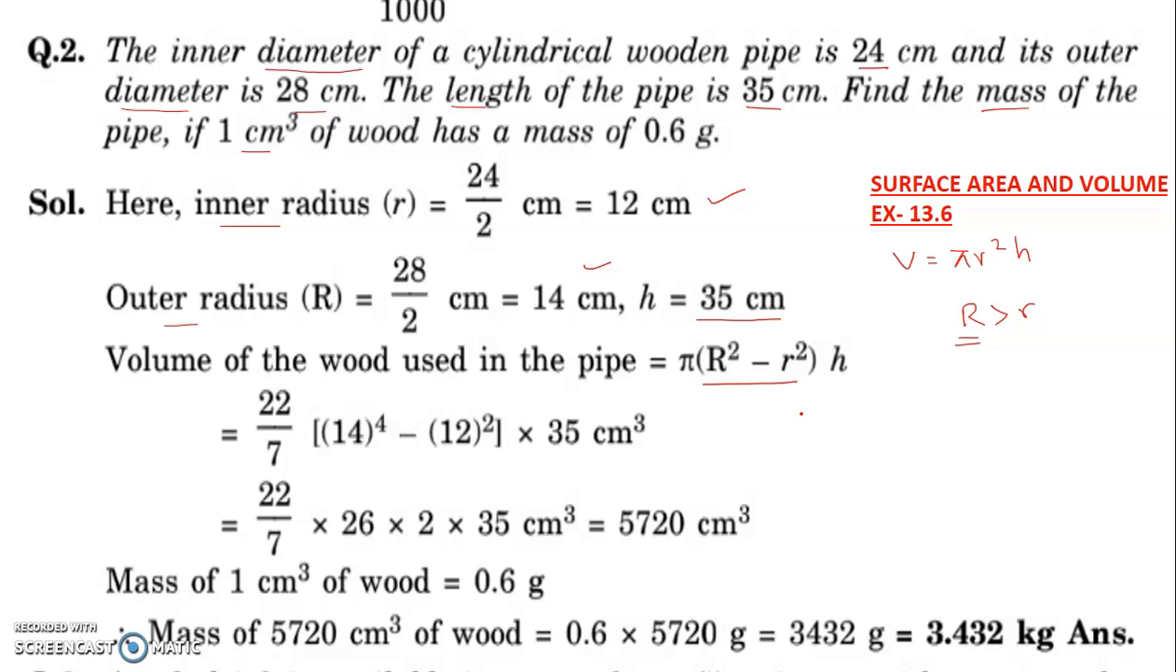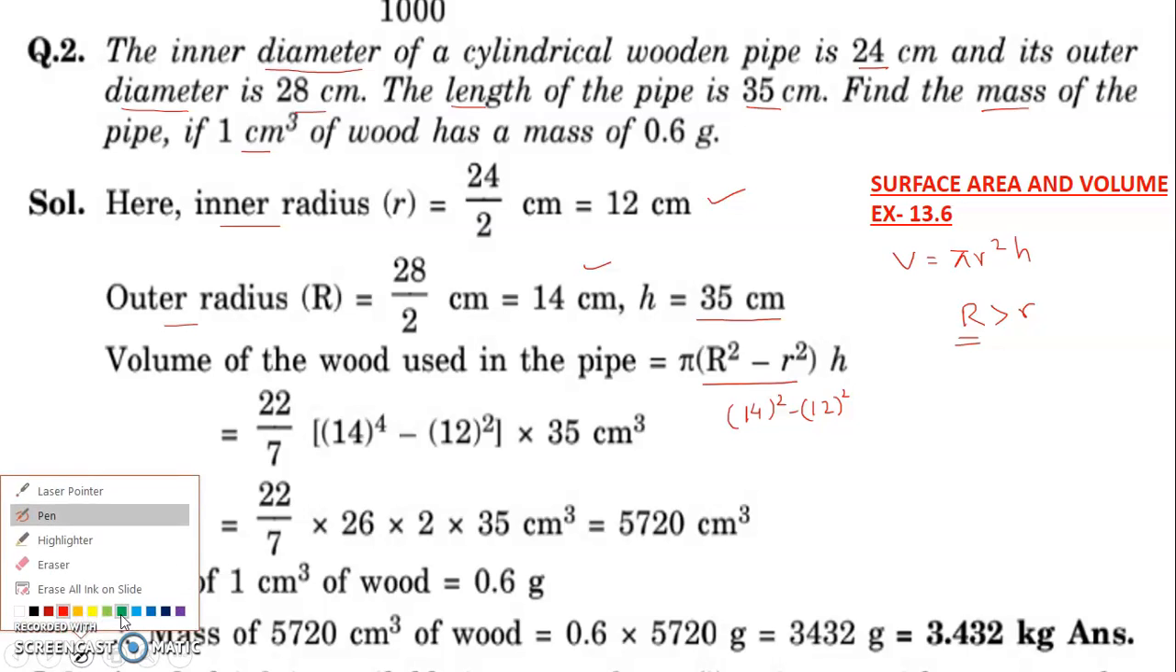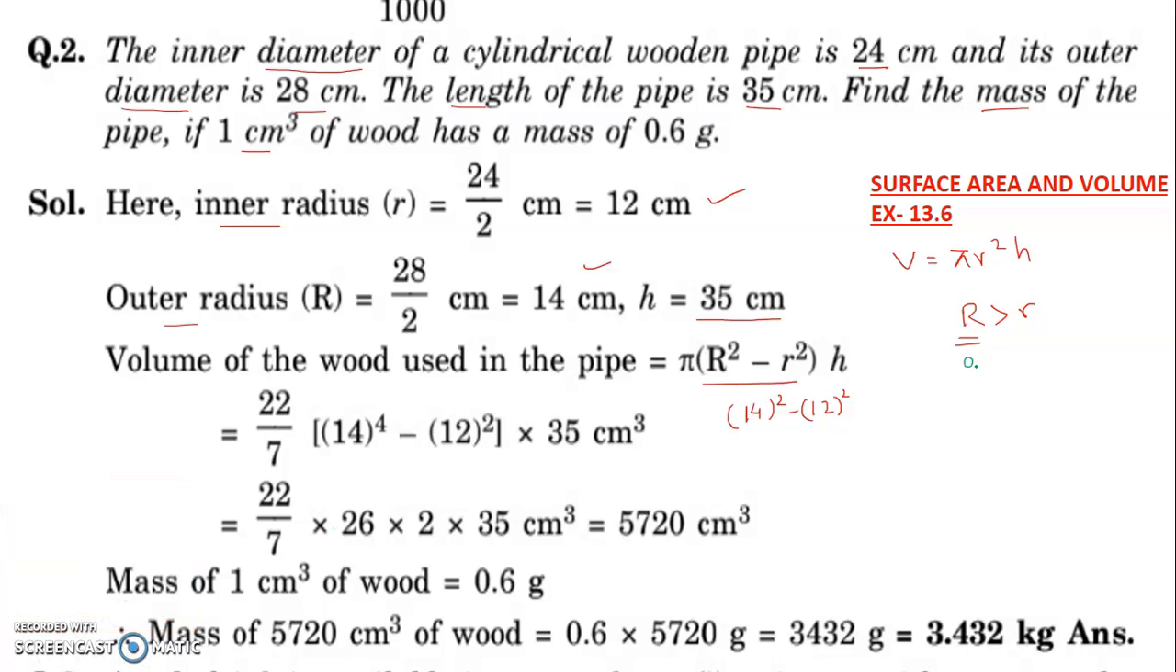35. Now see, students, how to solve 14 square minus 12 square? We studied a square minus b square in class 8: a square minus b square is equal to a minus b into a plus b, right? So 14 square minus 12 square I can write as 14 minus 12, into 14 plus 12.